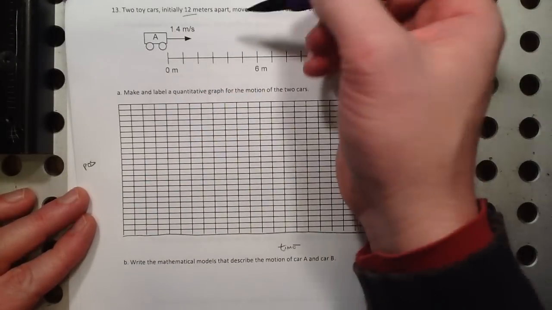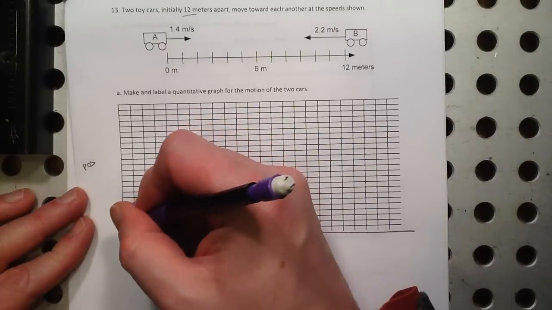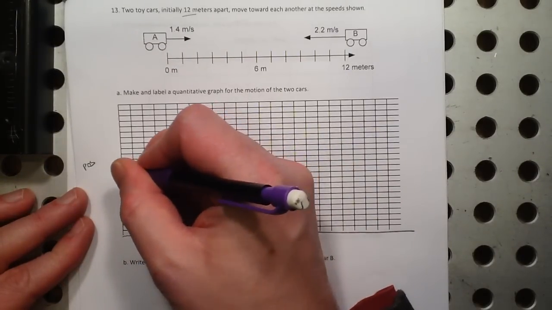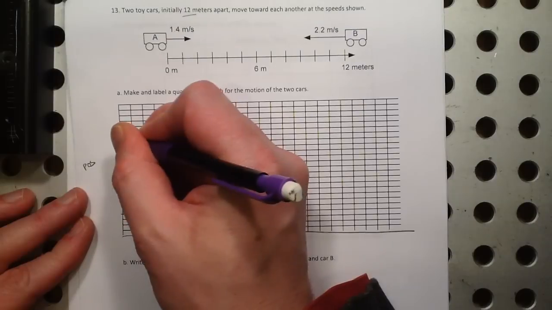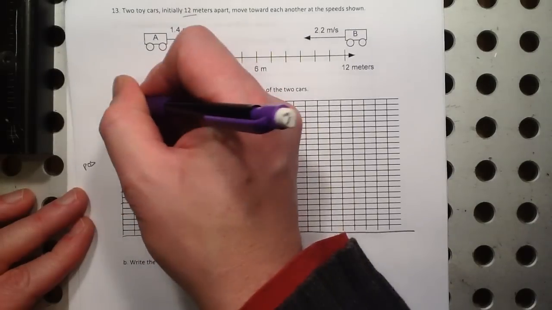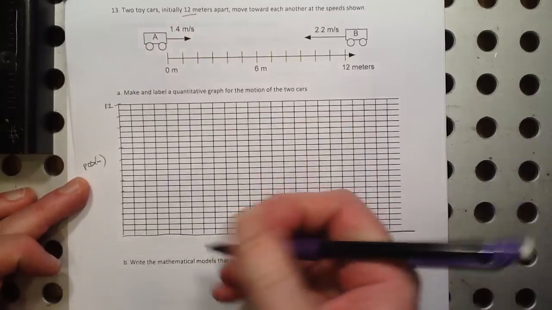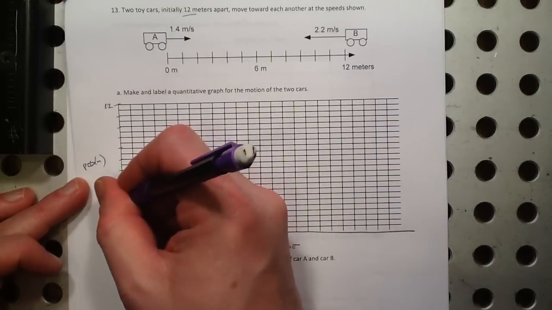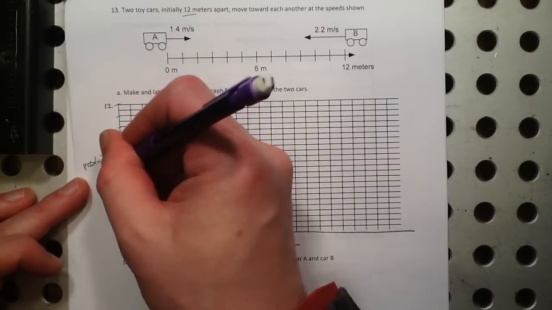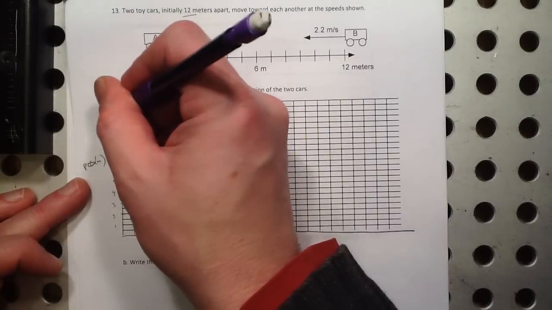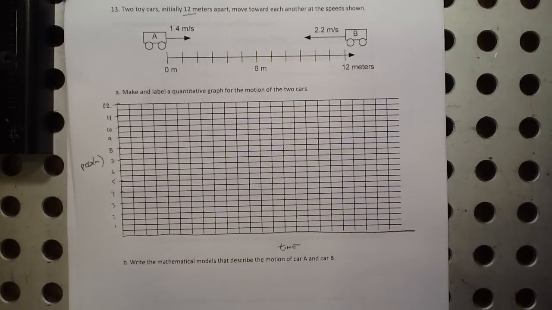Let's see, our position: they start 12 meters apart, so 2, 3, 4, 5, 6, 7, 8, 9, 10, 11, 12, perfect. There's 12. It's not the only way to scale it, but that fit nicely there.